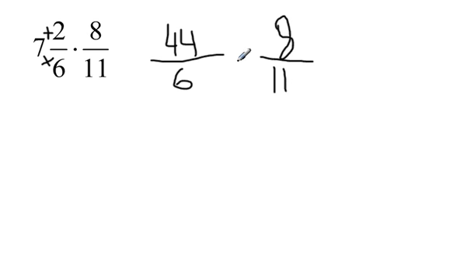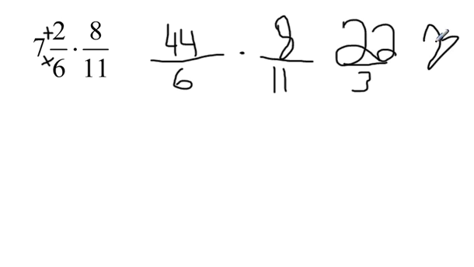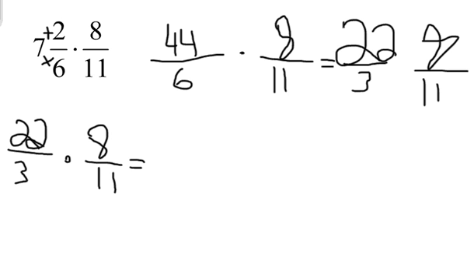Next, you try to reduce each fraction. So 44 over 6 can be reduced to 22 over 3. And 8 over 11 can't be reduced, so it stays the same. So you cross reduce. 22 and 11 can both be divided by 11, and 8 over 3 cannot be reduced.